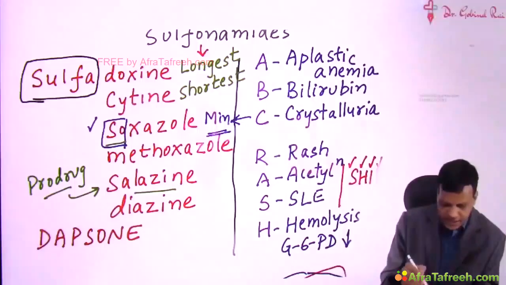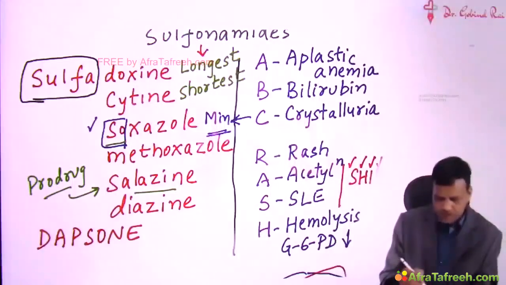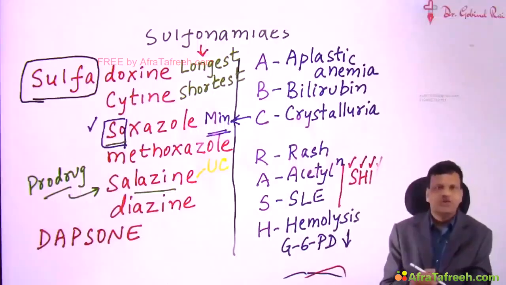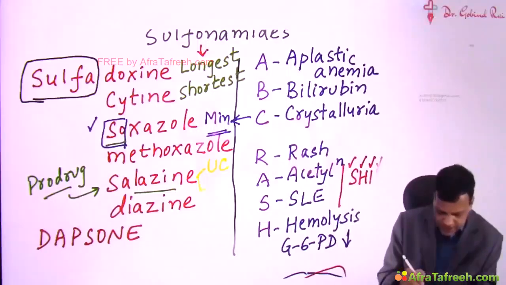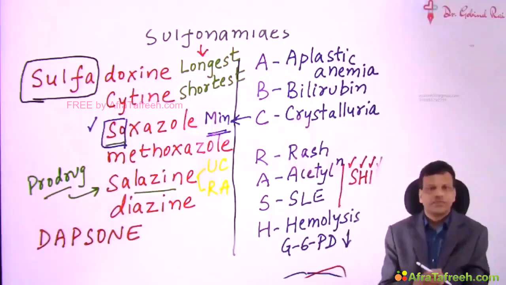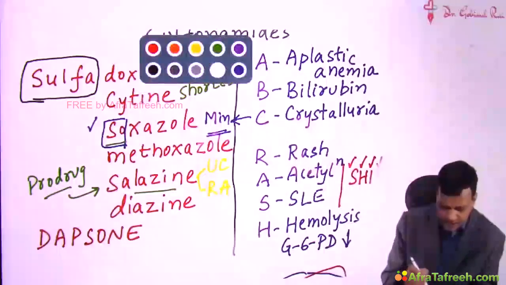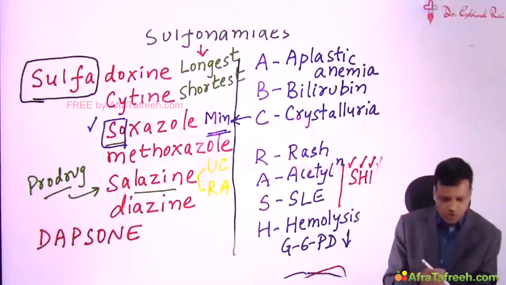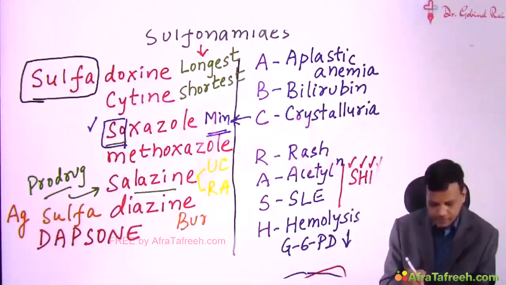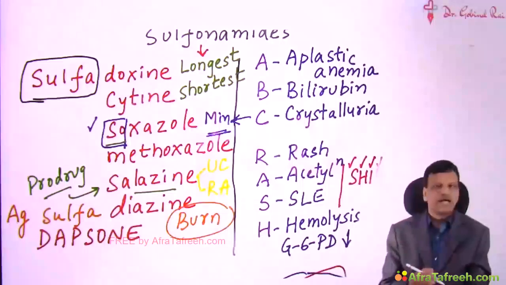Second, sulfasalazine has two very important uses. One, sulfasalazine is used for ulcerative colitis. In fact, it is a drug of choice for ulcerative colitis. And second, sulfasalazine is used in rheumatoid arthritis as a disease modifying agent. Ulcerative colitis and rheumatoid arthritis. Next is sulfadiazine. One particular salt of sulfadiazine is called silver sulfadiazine. It is used for burn dressings.